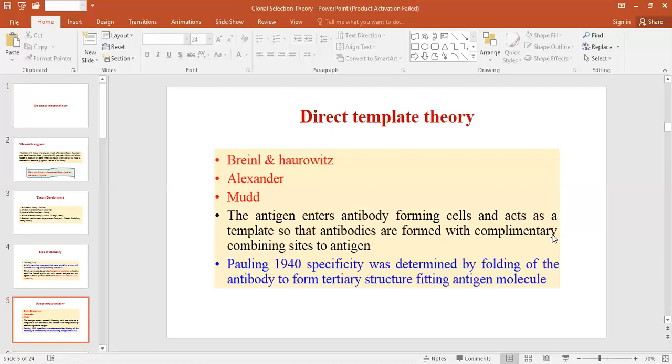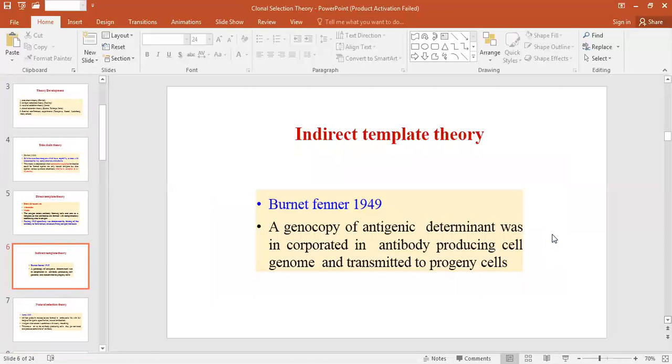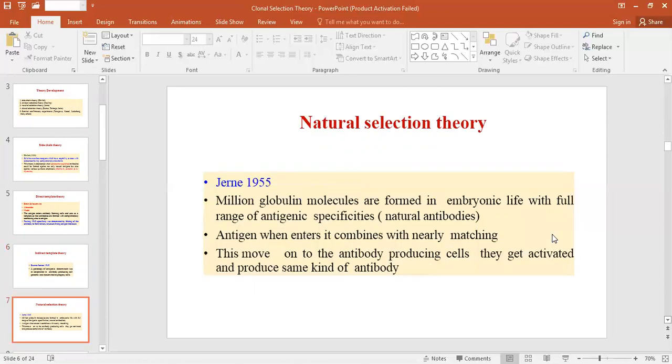Through the insights of McFarlane Burnet, Jerne, and Talmage, this model was refined into a hypothesis. Here, what Burnet said in 1949 was that a genocopy of the antigenic determinant was incorporated in the antibody-producing cell genome and transmitted to the progeny cell. Later on, this hypothesis came to be known as the clonal selection theory. But before that, Jerne in 1955 did a remarkable work.